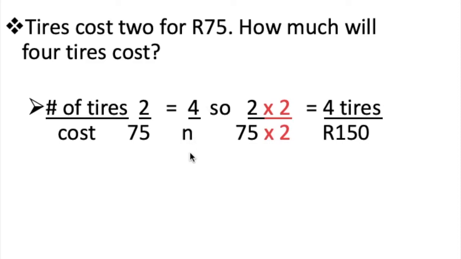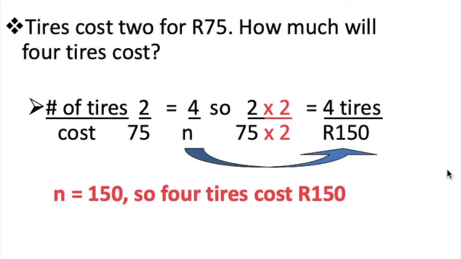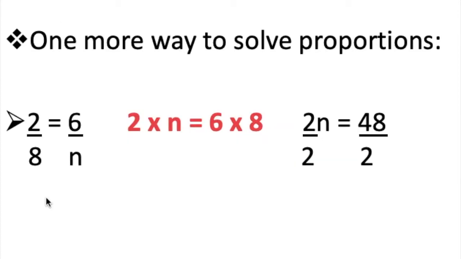We have a missing item. Similarly, what happens to get from 2 to 4? You multiply by 2. You do the same at the bottom, and then you get 150. So the cost of 4 tires will be 150 rand. You have solved for N. This is a different way of solving the proportions. We've seen the one where you figure out what number you multiplied this by to get there, and then you would do the same at the bottom.